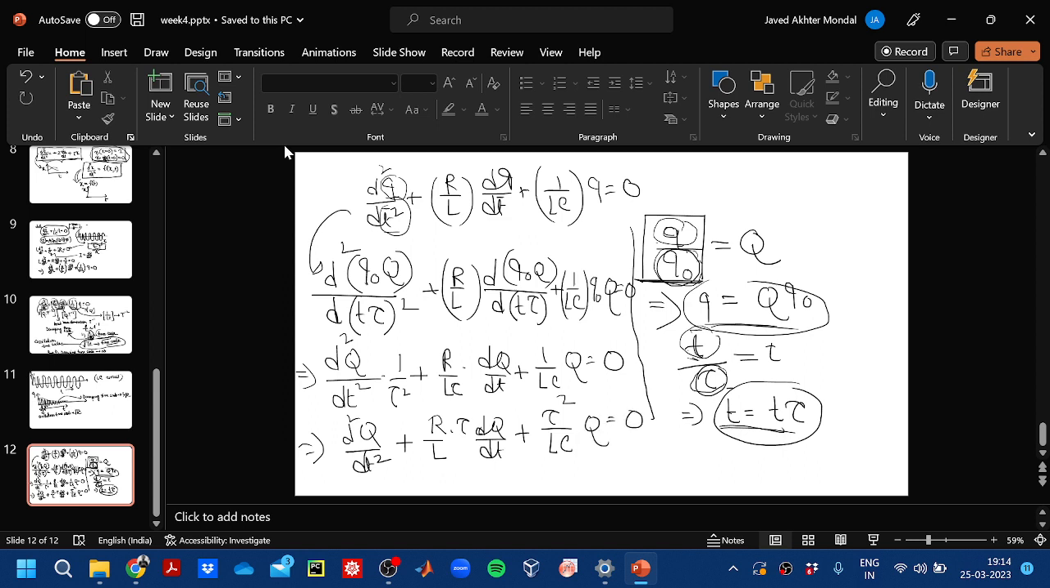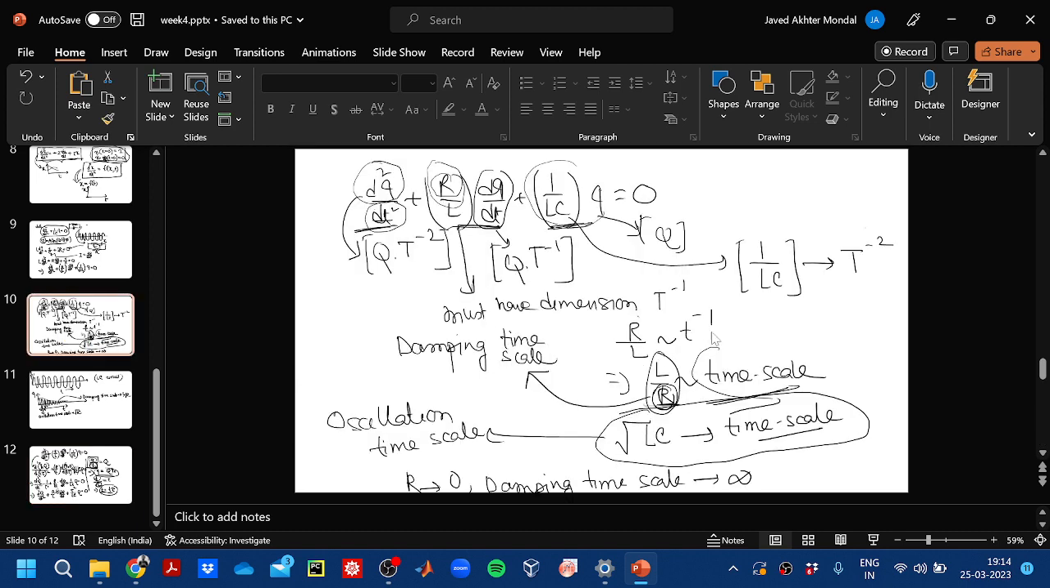So this tau is one time scale of the system. So what are the time scales that are present in the system? One is this L by R, and one is root under LC. So we can assume any one of that. So let us take this L by R time scale.